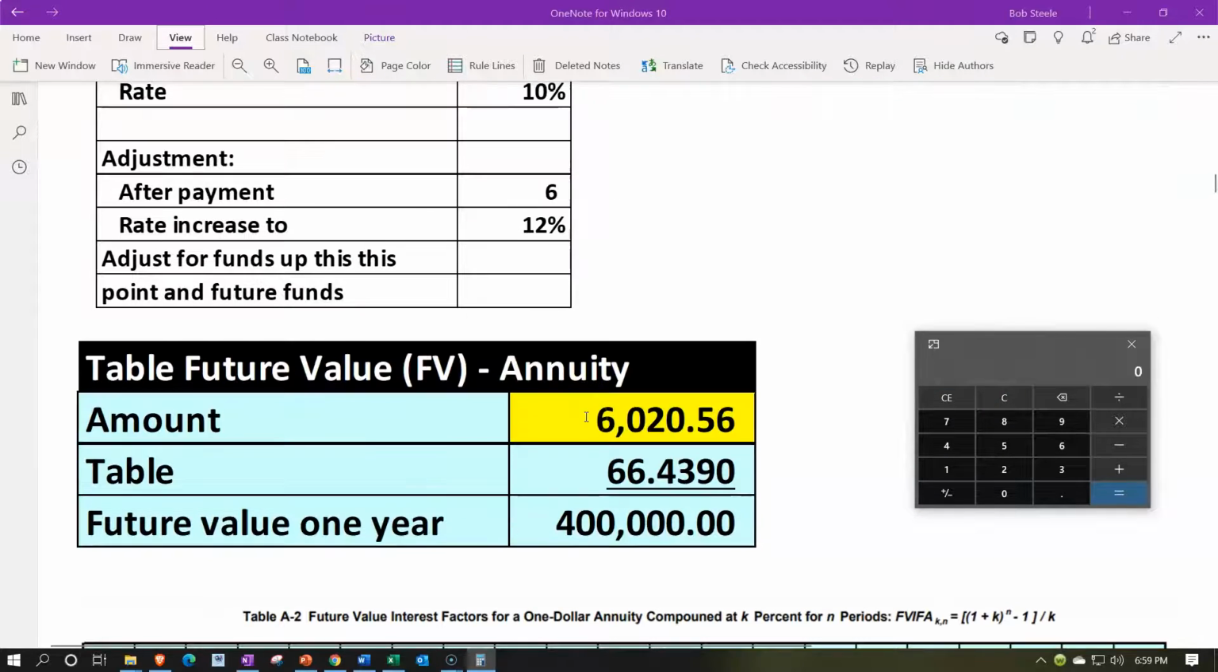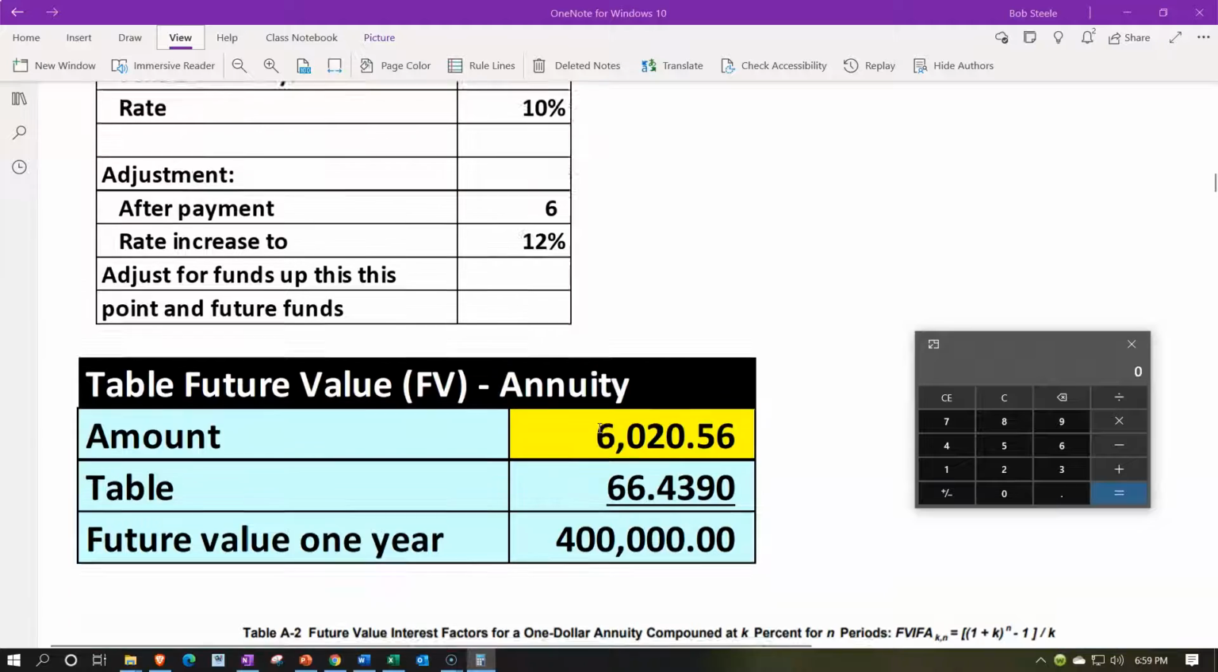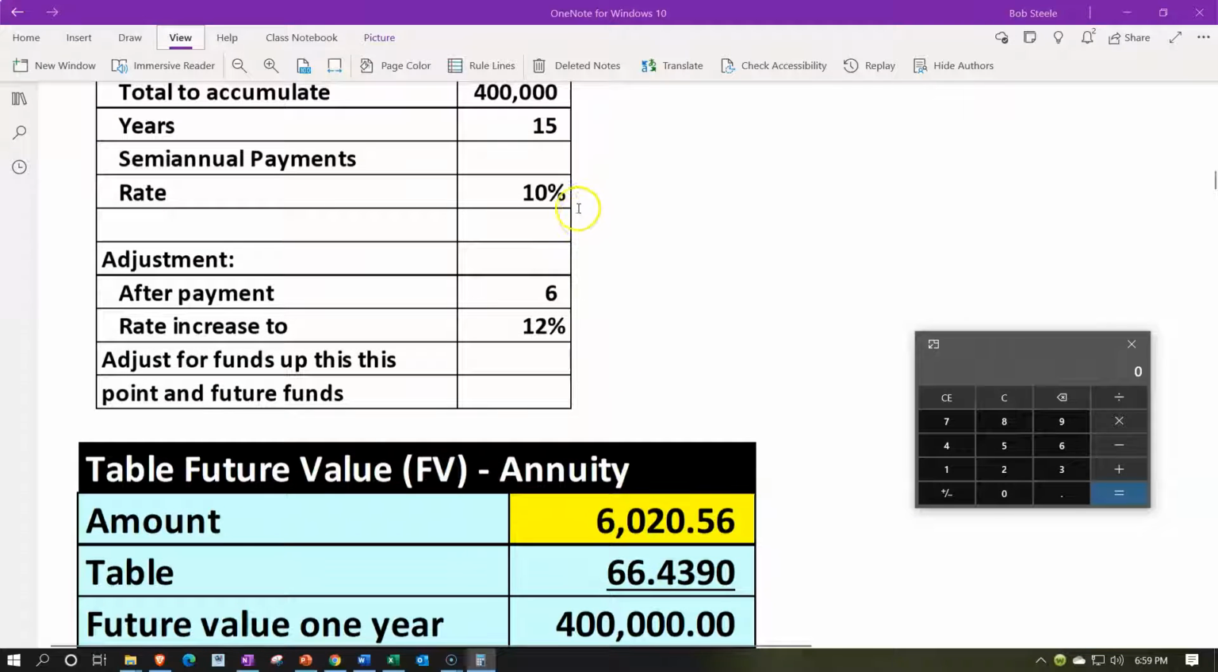So then we can also do this with the tables. We can do it with the tables here. So just remember, when you use the tables, we have to do the same thing. It's not 10% because it's semi-annual.